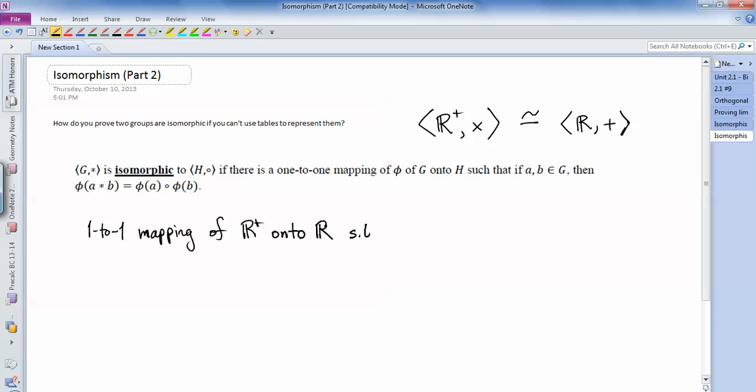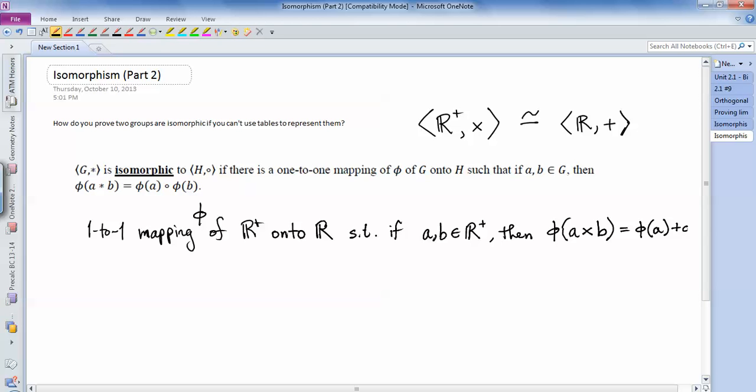such that if I pick a couple of elements from my first set, A and B, I'm going to call that mapping phi. Then if I plug those elements into phi under their binary operator, first I combine them. In this case, it's the binary operator of the first set, so I multiply them together. Then I'm supposed to get the same thing as phi of A plus phi of B.